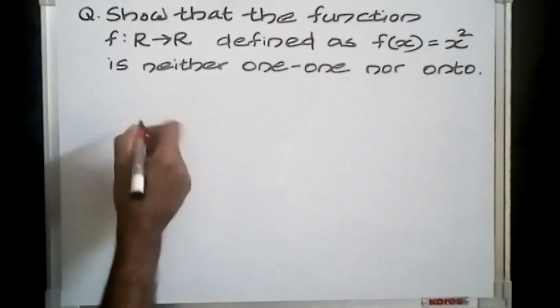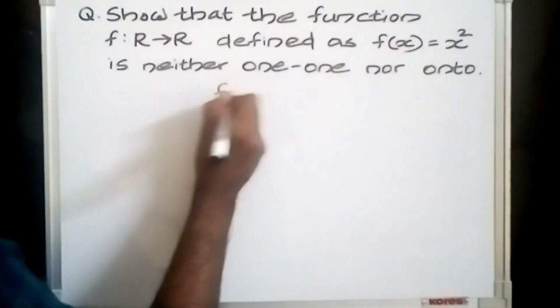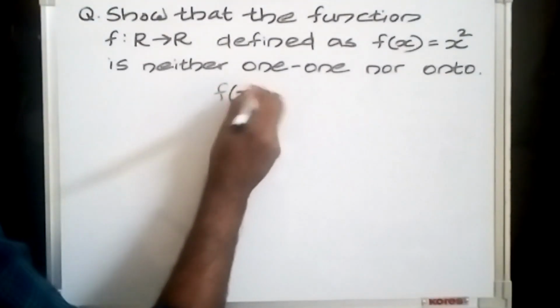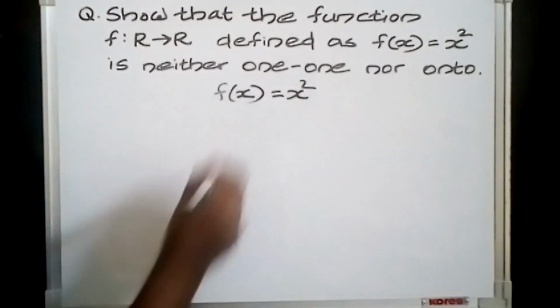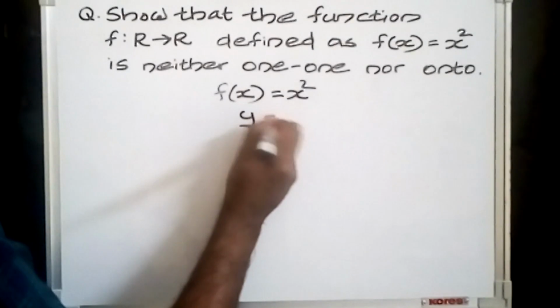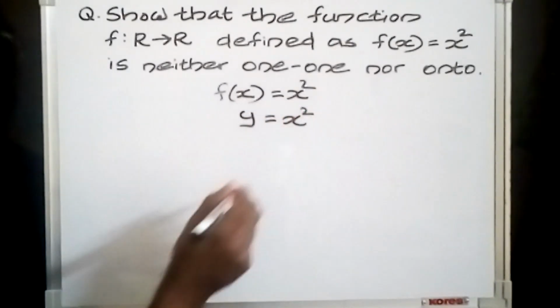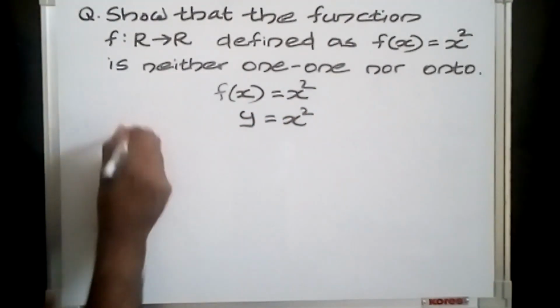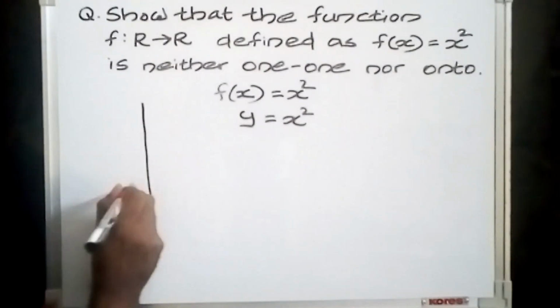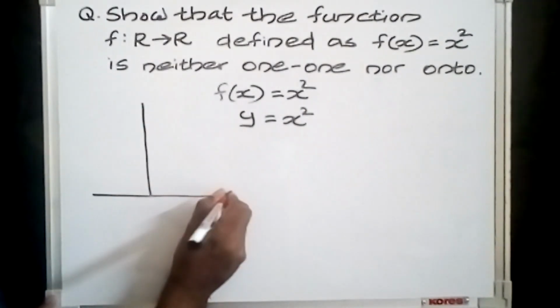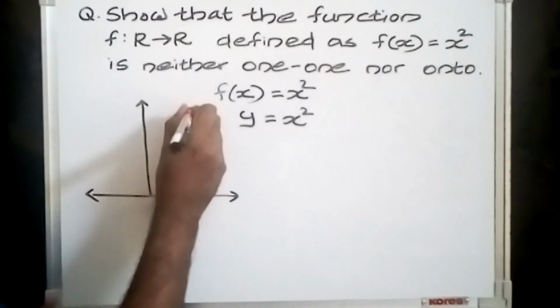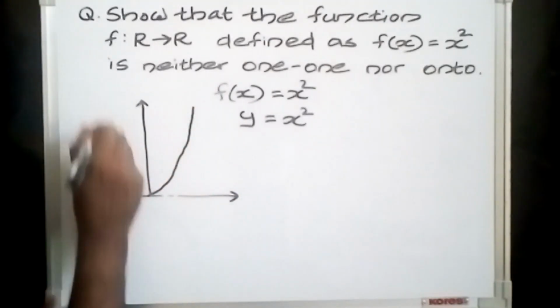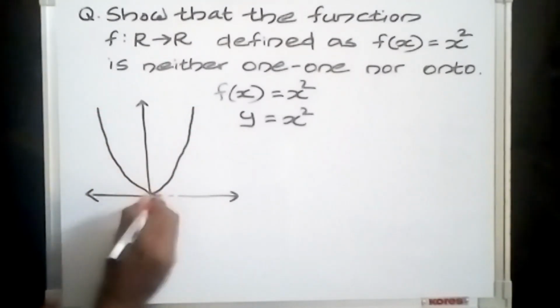The function is f of x equal to x square, or y equal to x square. We can say y equal to x square. And you have drawn the graph of this function last year. It is a parabola. The graph of the function is a parabola.